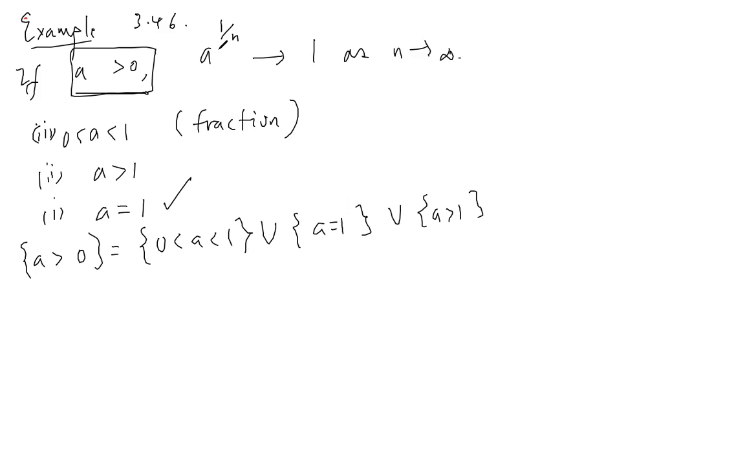Because then your a to the power 1 over n is 1 to the power 1 over n, right? And this is equal to 1, right?